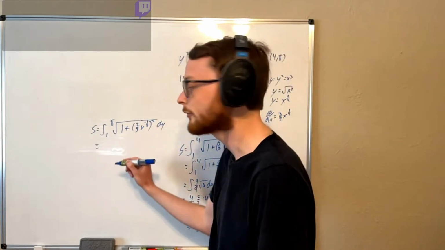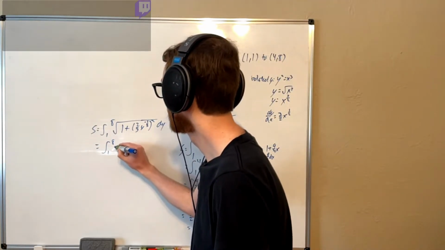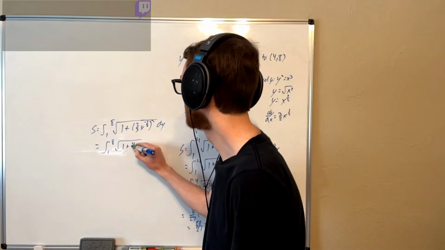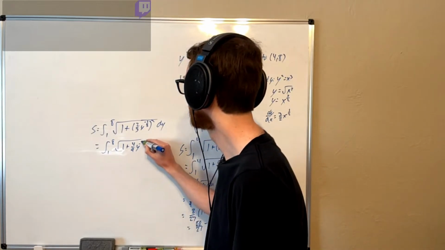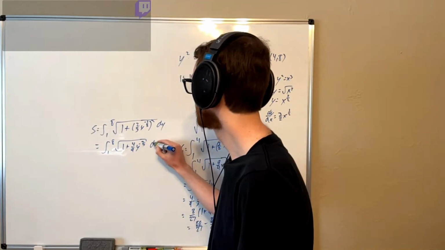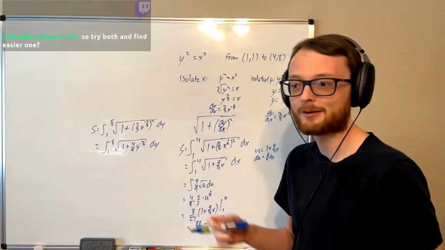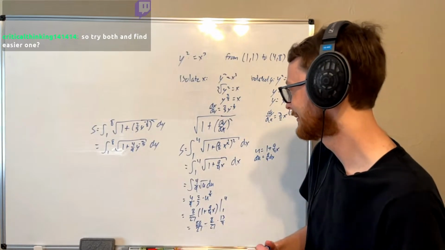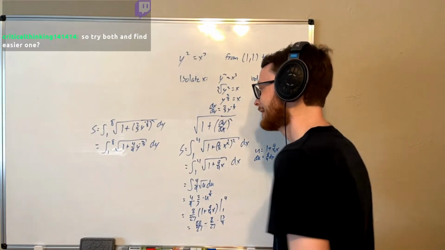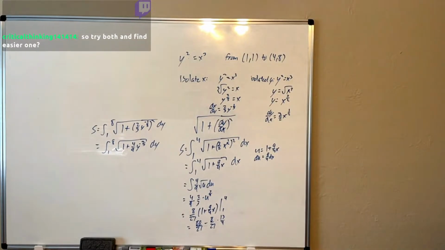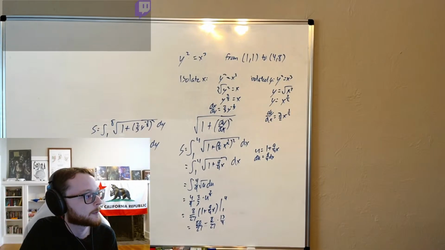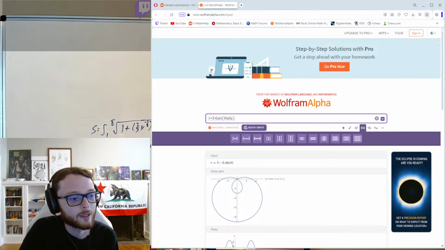So now when you do that squared business, and good luck integrating the square root of 1 plus 4 over 9y to the negative 2 over 3. I don't know. You have to do some weird trig thing, I assume. That's not an easy integral. We can check them both in Wolfram Alpha, though. Try both, find the easier one.